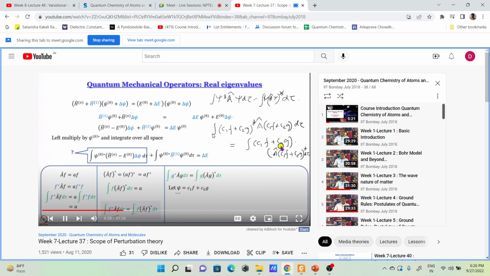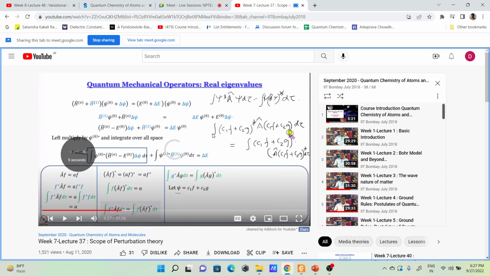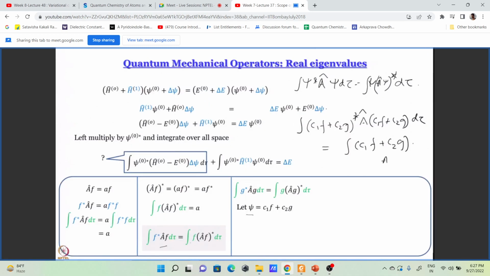Now if you can hear, A hat F plus C2 G multiplied by A hat operating on C1F plus C2G whole star d tau. Right, d tau.